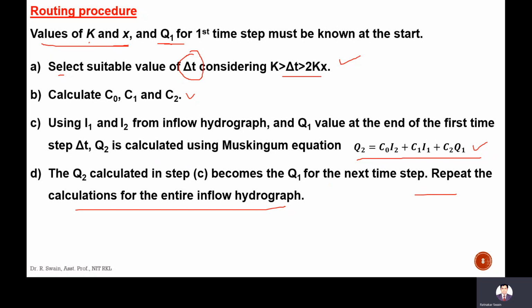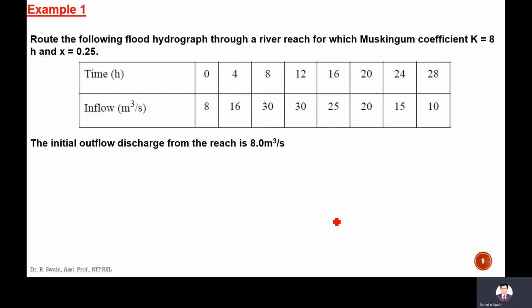Okay, so let's solve one example so that all the problem will be clear, all the doubts will be clear. Route this following inflow hydrograph through a river reach for which Muskingum coefficient K is equal to 8 hour and X is equal to 0.25. This is the inflow hydrograph which is given for different time values. Inflow discharge is given. The initial outflow discharge from the reach is 8 meter cube per second, means Q1 is given.